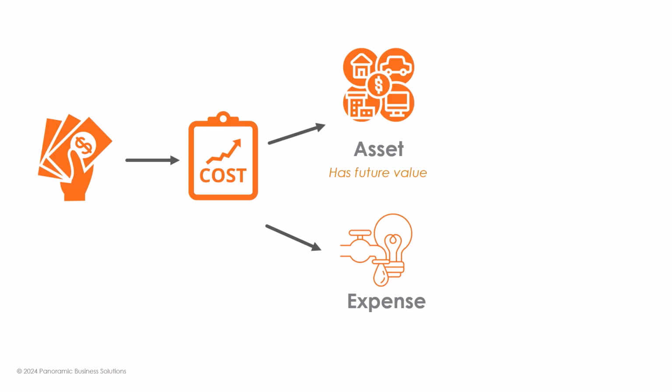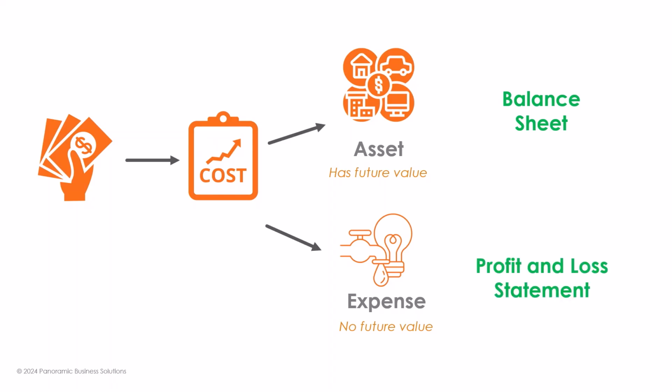Now, a payment of an expense has no future value. So an example of an expense would be the actual fuel for the truck. In fact, the tank of gas is probably gone before the receipt made its way to the bookkeeper. So assets are reported on the balance sheet. Expenses are reported on the profit and loss statement. When assets no longer have a future value, they actually convert to an expense on the profit and loss statement.